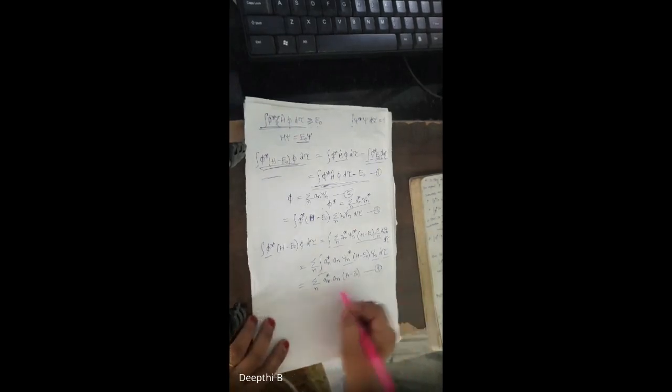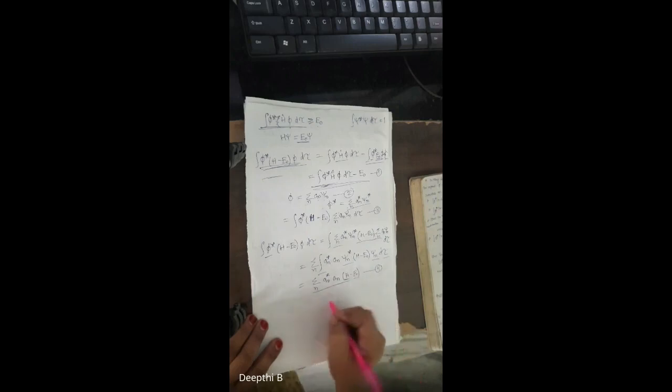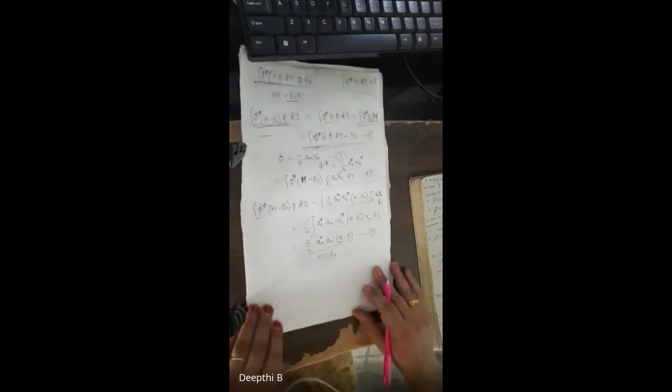Okay, now we know that all these terms are positive, no? This is positive. So this whole term is positive. So what we can say is that h is greater than or equal to E naught, because this whole term is positive. Okay, so how can we write this once again?